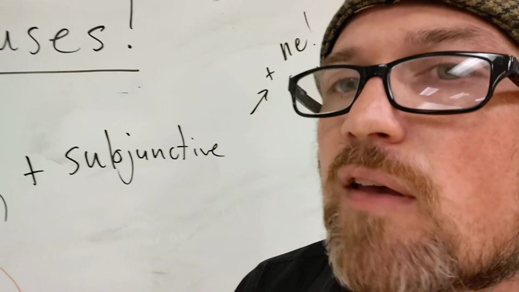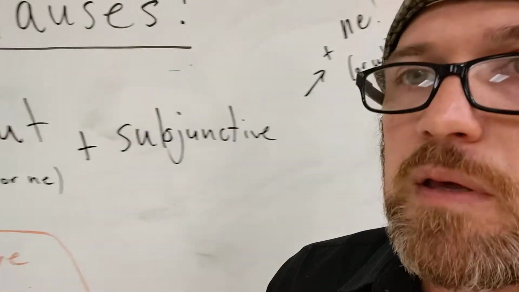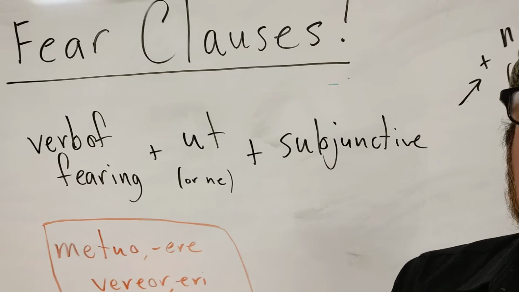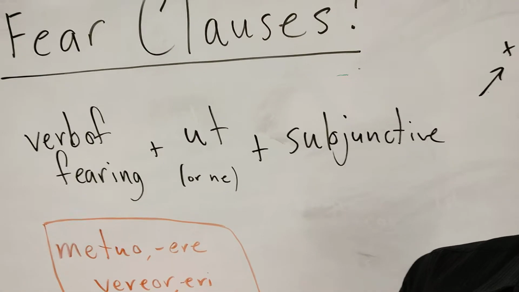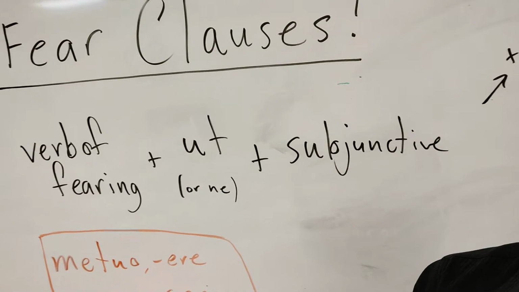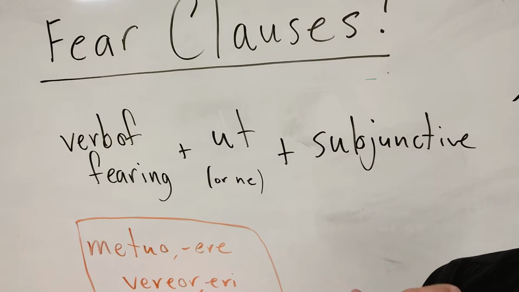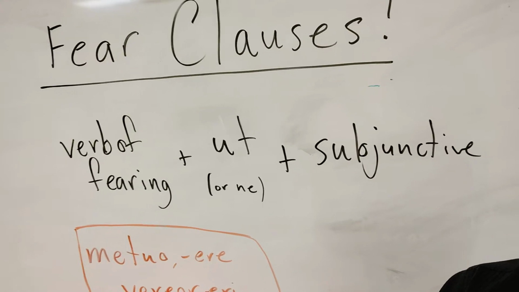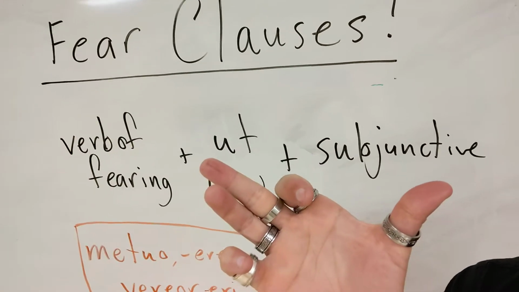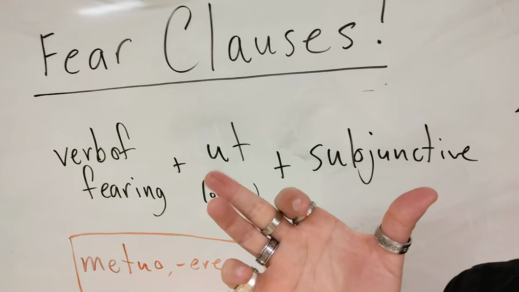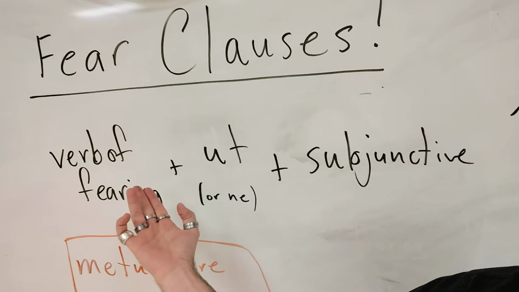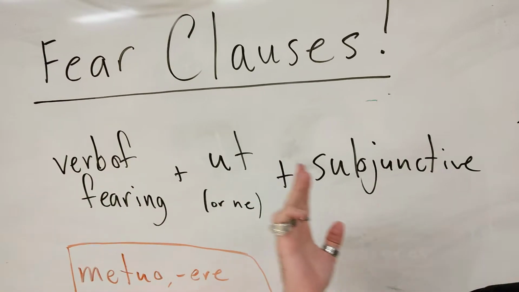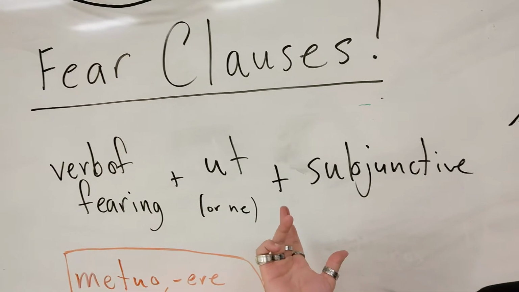But a lot of times when you're afraid, you're wanting to express something more complex than just a singular thing that you're afraid of. And that's where you need a whole clause. Like if you're afraid that something is going to happen or that something's not going to happen, that's where you need an entire clause. And the entire clause is the object of your fear. So you'll have a main clause that has your verb of fearing, and then everything that you're afraid is going to happen is the ut plus a subjunctive or ne plus a subjunctive.